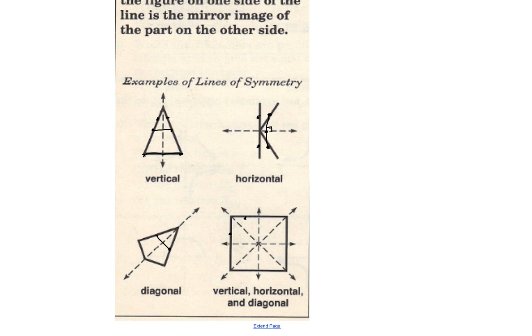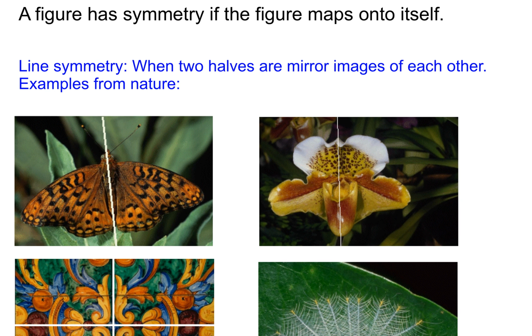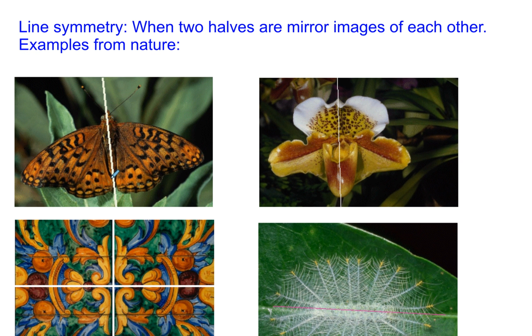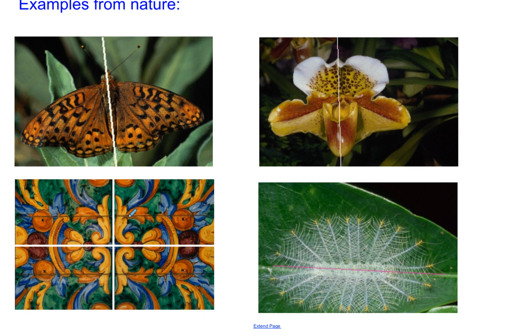Let's take a look at symmetry in nature. So here's an example of a line of symmetry that divides a butterfly in half. Notice how the two sides of the butterfly are symmetrical. Same thing with this beautiful orchid. Same thing with this piece of artwork, and same thing with what looks like a caterpillar.